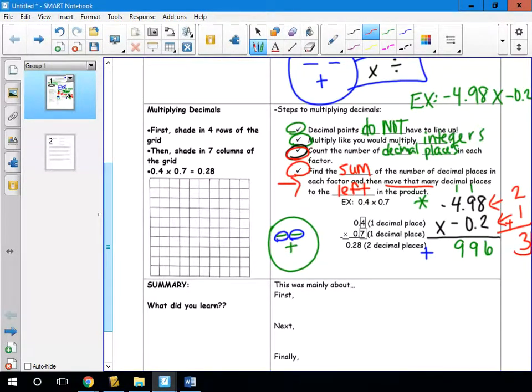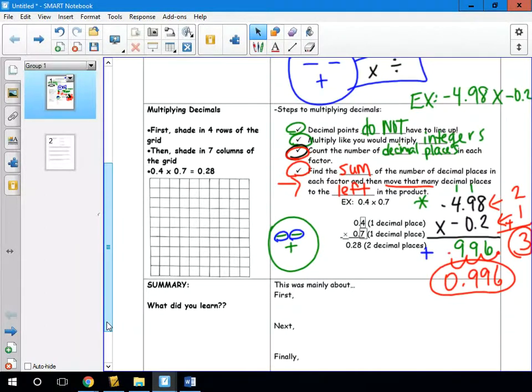So since I counted 3, I'm going to come over here on the end. My decimal goes on the end, and I'm going to move it over 1, 2, 3. So my answer is positive 0.996. Okay? And just to recap, how do we know it was positive? We used integer man. So we said a negative times a negative is a positive. Okay? So you see we used everything we learned in 6th grade and combined it with integer man.